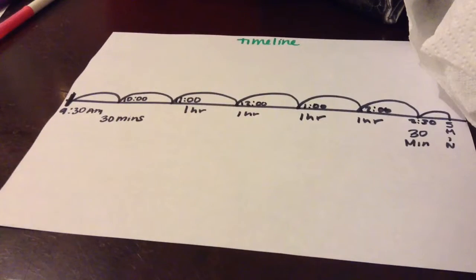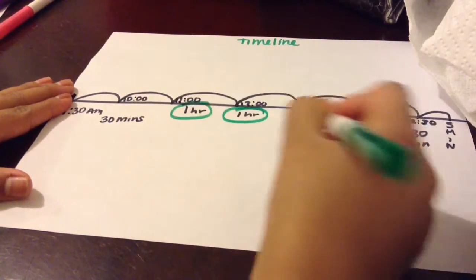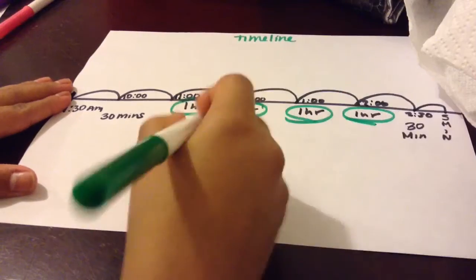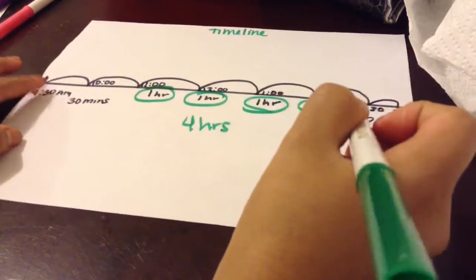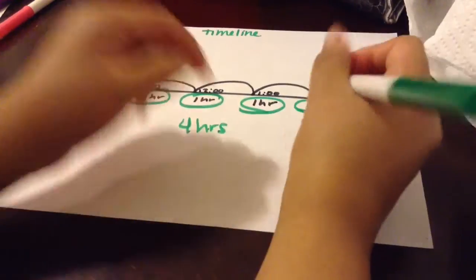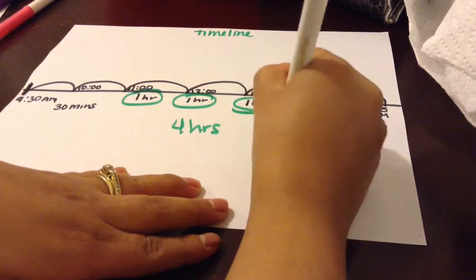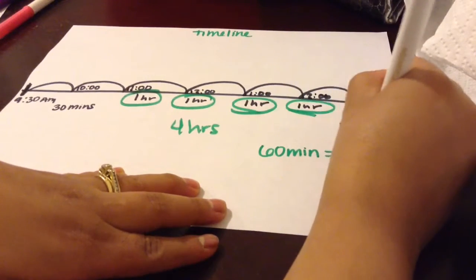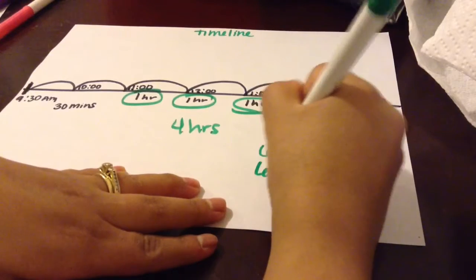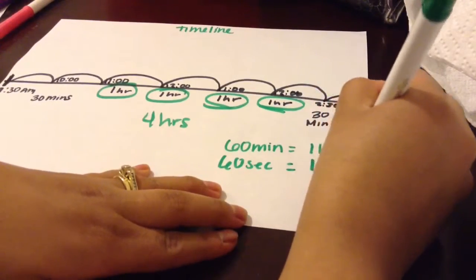Okay? So what would be very helpful is to start with our hours. 1 hour, 2 hours, 3 hours, 4 hours. Once we're done with our hours, we want to make sure that we can solve some conversions. So for example, 60 minutes is equal to 1 hour, whereas 60 seconds is equal to 1 minute.